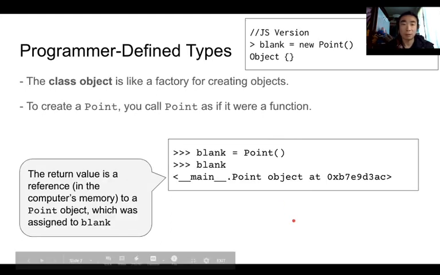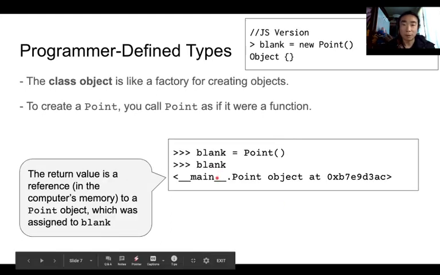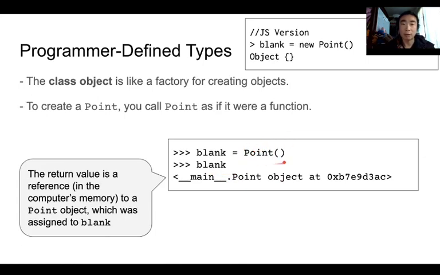Why does that matter? Well, over here, this new class that you've made is a factory for creating objects, and we use it like this. Blank equals Point, and don't forget your parentheses. It's very much like a function. But what you're actually doing here is making a new object, okay? And it's at this memory location.